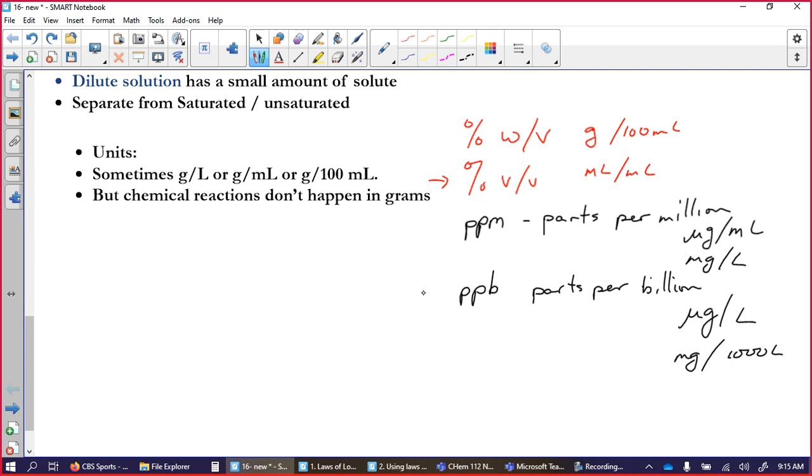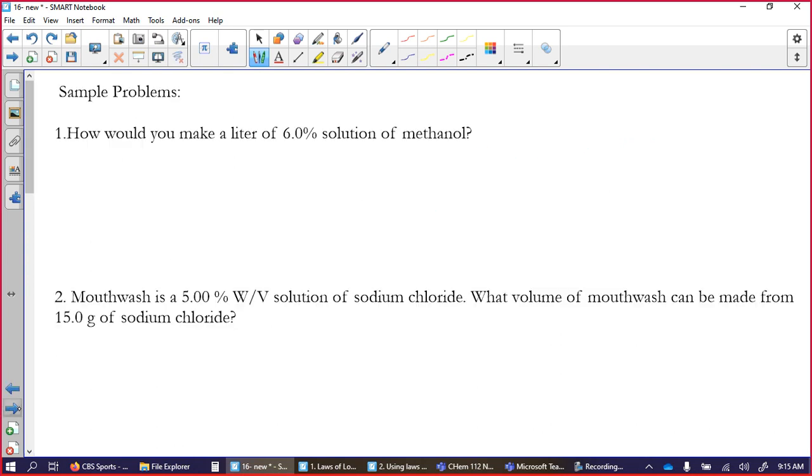But in chemistry, when we're talking about reactions, things don't happen in grams. They happen in moles. So we're more concerned with the concentration that we refer to as molar, which I think is on another page. I left this in here.